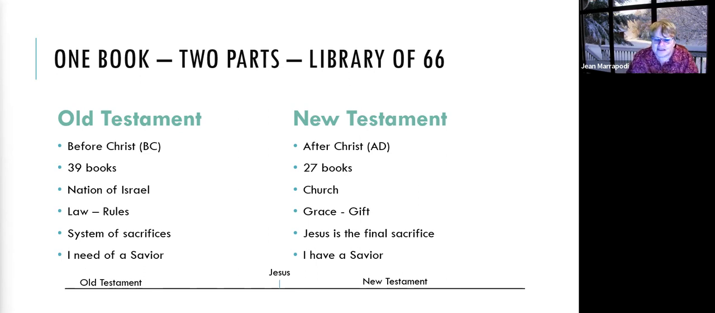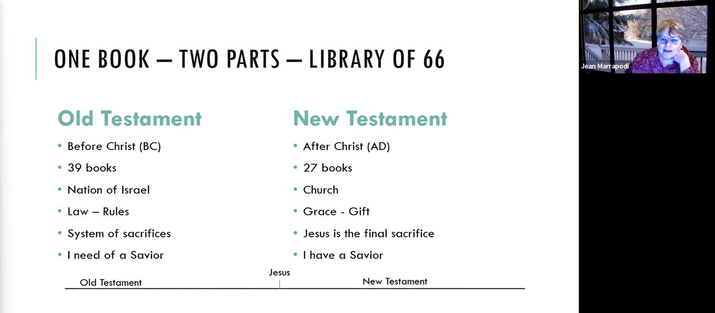Jesus also becomes the final sacrifice, the blood of a lamb. They call him the Lamb of God who takes away the sins of the world. There's a lot of pictures of Jesus that come in the Old Testament. And so we go from needing a savior to recognizing I have a savior and learning how to live that way. The dividing line between the old and the new is Jesus, the birth of Jesus. So that's one way we can, if we're thinking about stories and we want to figure out where something is, is it related to Jesus or is it before Jesus?